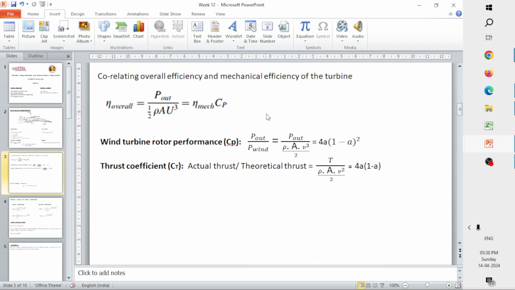So I hope there is no doubt. If you have any doubts related to what we just saw, drag force, lift force, pitching moment, or solidity, or the formula, you can just ask me now before we proceed towards the next section.